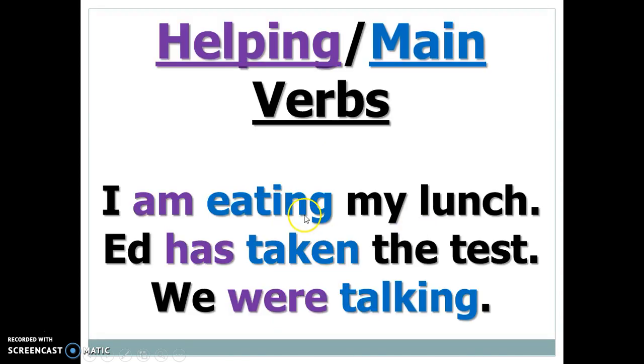All right, examples of verb phrases. I am eating my lunch. Okay, am eating is your verb phrase. Am is the helping verb. Eating is the main verb. Ed has taken the test. Has taken is your verb phrase. Has is the helping verb. Taken is the main verb. We were talking. Were is your helping verb. Talking is your main verb. They're all verb phrases. And do you like how I color-coded them oh so nicely?